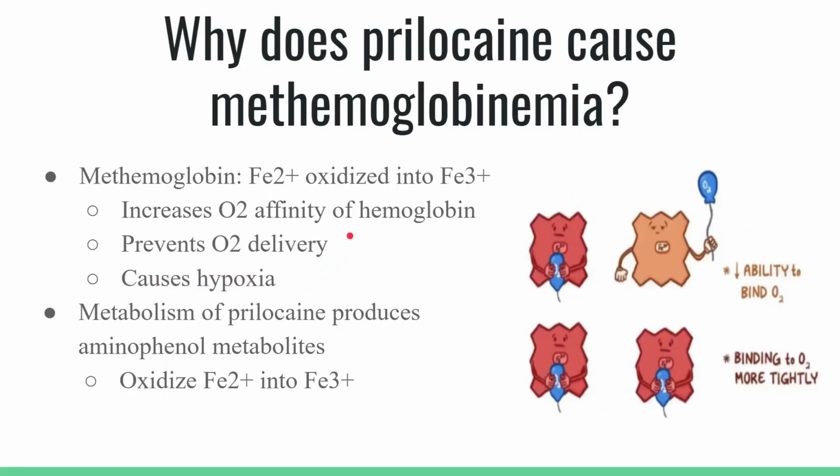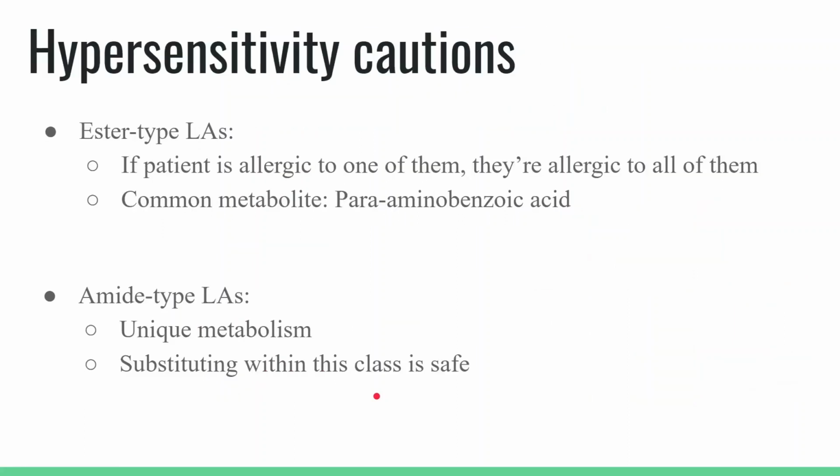Why does this happen? Why does prilocaine cause methemoglobinemia? It says that the metabolism of prilocaine produces aminophenol metabolites, and these aminophenol metabolites oxidize the ferrous into the ferric. Okay?